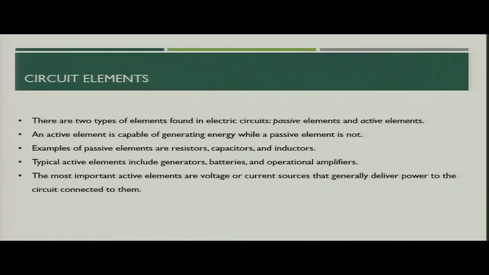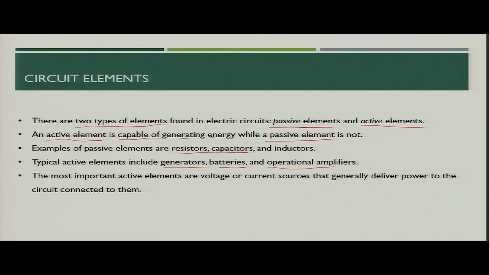Now, let us try to understand what are the various circuit elements in the electrical circuit you will see. So, there are basically two types of elements which you will see, one is passive element, another is active element. So, active element is what? The element which is capable of generating energy, while the passive element does not generate the energy. So, what are those passive elements? These are resistors, capacitors and inductors. And what are the active elements? Active elements are like generators, batteries and operational amplifiers.